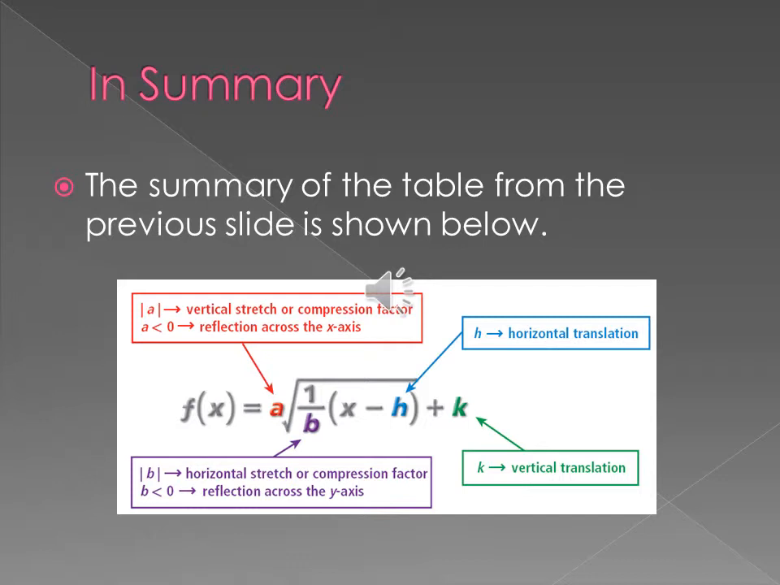b is the horizontal stretch or compression factor. If b is less than 0, you're reflecting across the y-axis. h is your horizontal translation, and k is your vertical translation.